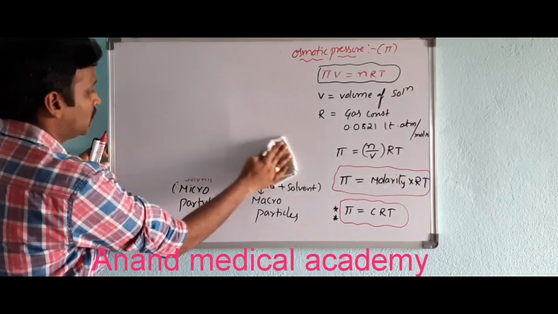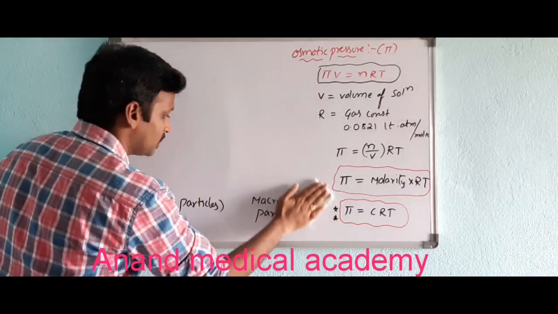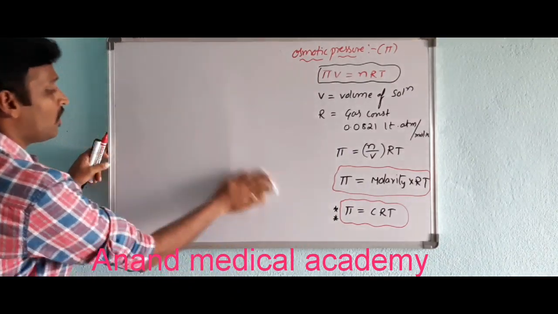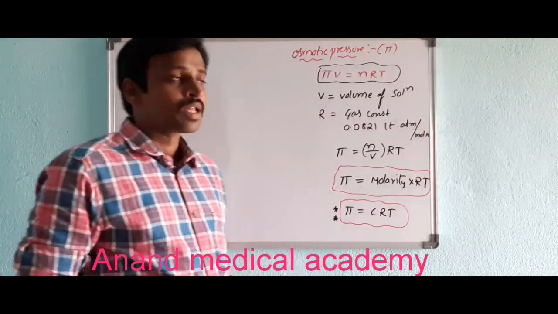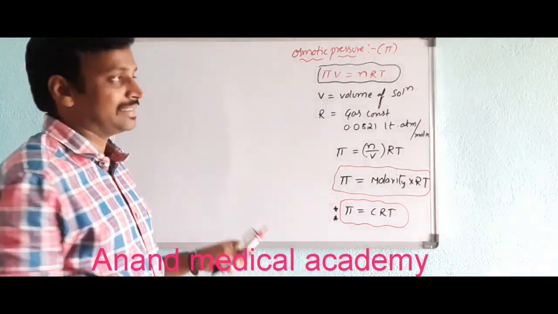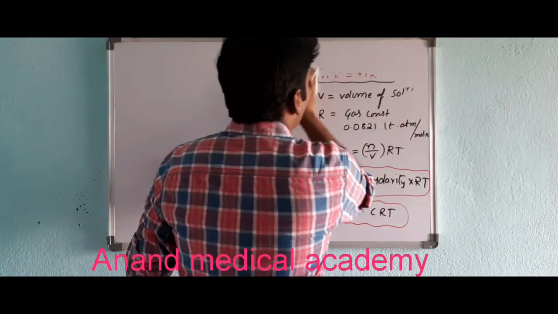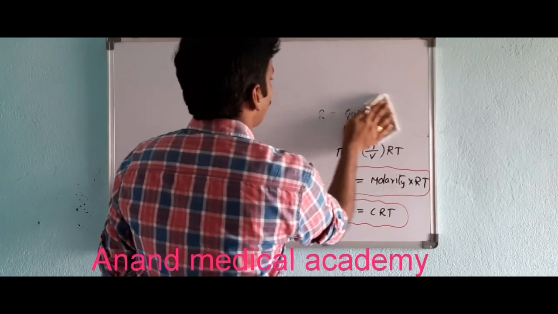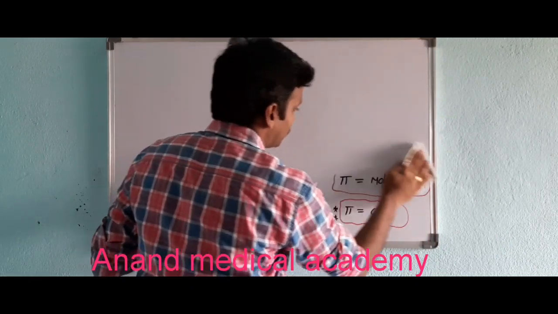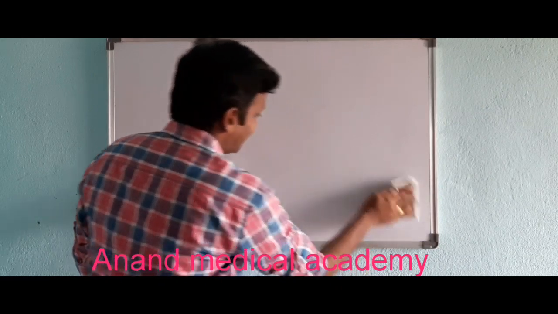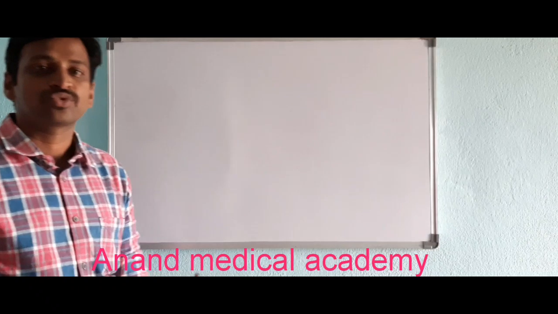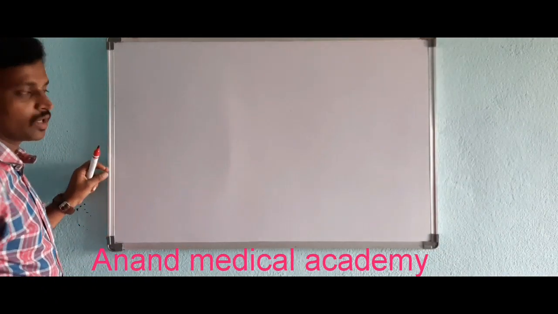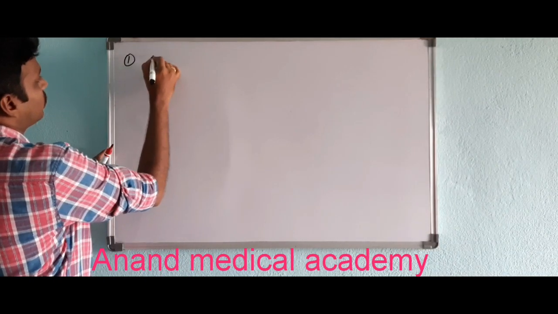Now my question: if a non-ideal solution is given, how to calculate all these? Means how to calculate the relative lowering of vapor pressure, the elevation in boiling point, the depression in freezing point, all we have to calculate. How? I'll tell you one by one. Let's see all the colligative properties.